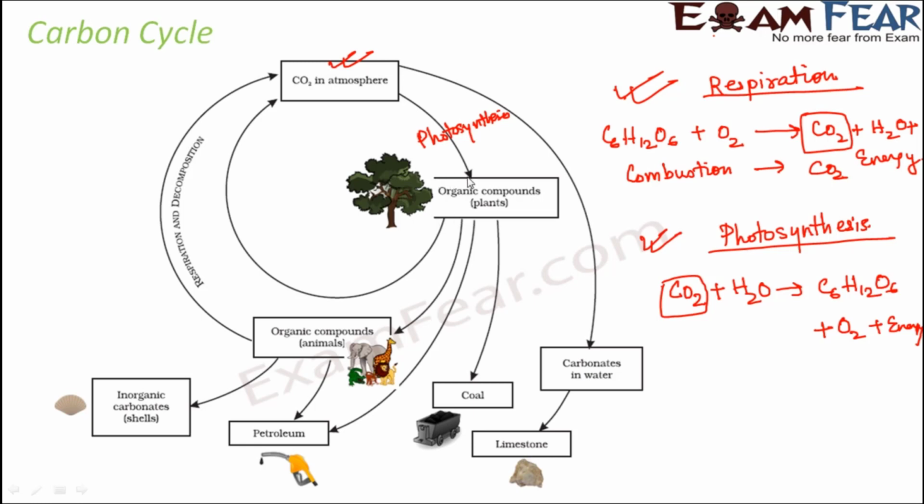Okay, now the carbon dioxide which is utilized by the plants, that's fine, but these plants will also undergo respiration. So as a result of respiration, what will happen? Carbon dioxide will be released back to the atmosphere. So when plants undergo respiration, carbon dioxide is released back to the atmosphere.